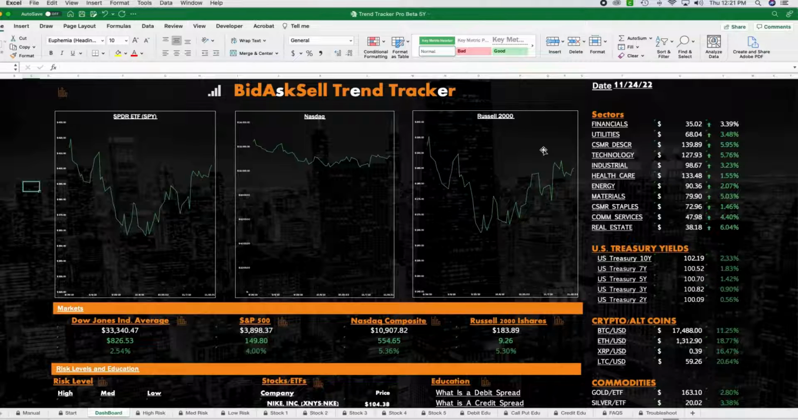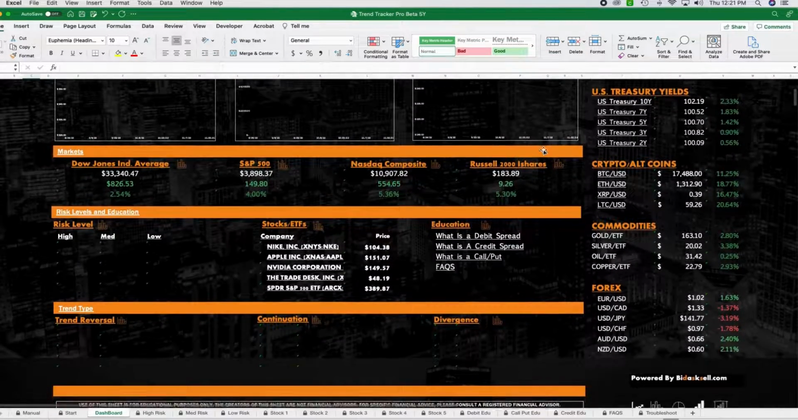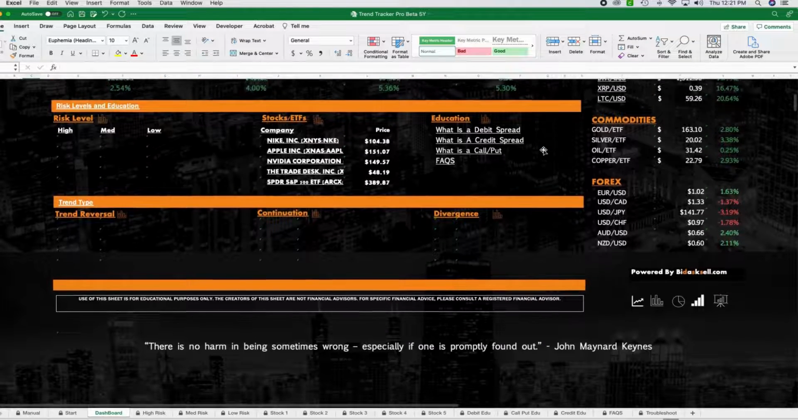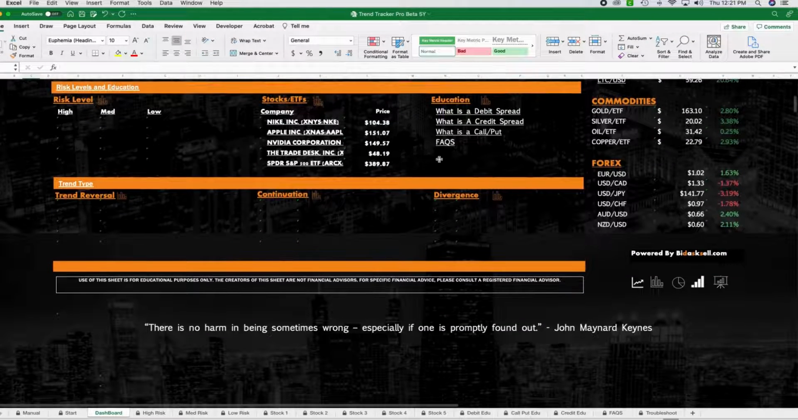As we move along on the sheet, you will notice next that there is a section that is titled Risk Levels and Education. Under that section, you'll first have your risk levels, and so you'll see that there are high, medium, and low risk trades, and under that, you'll have ticker symbols for the stocks that you are following if there are trade opportunities that show up on that particular day. If there are no trade opportunities available, the information will simply be blank.